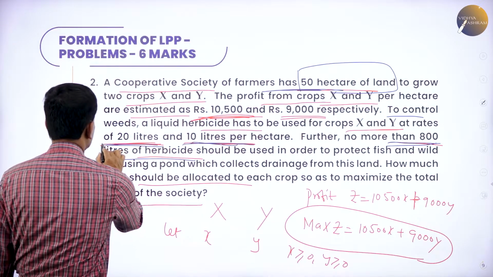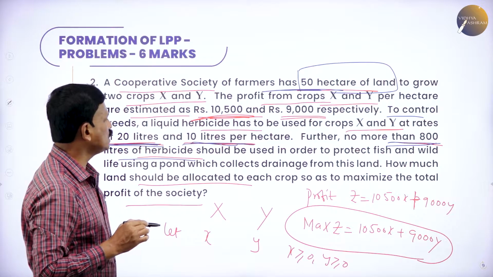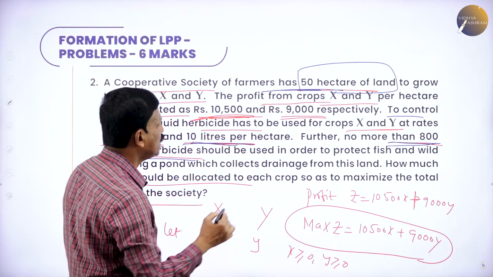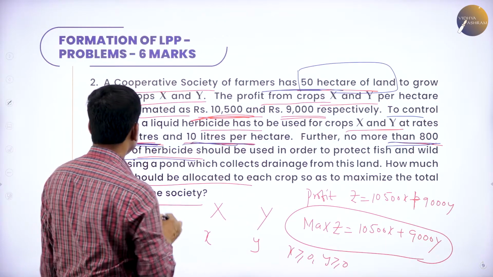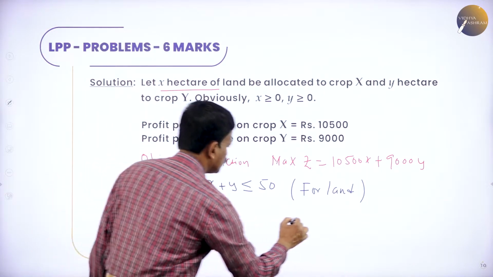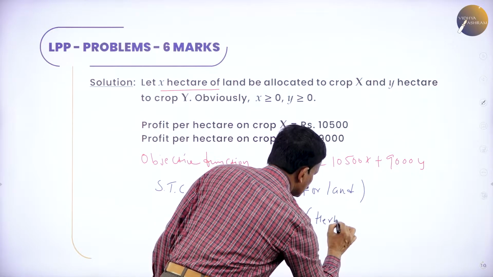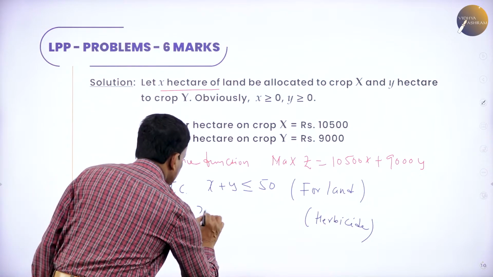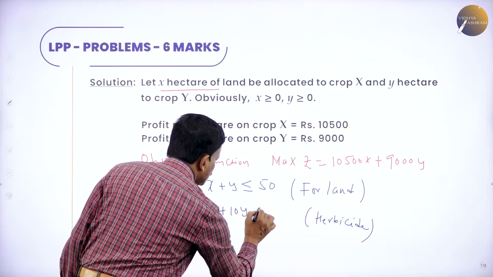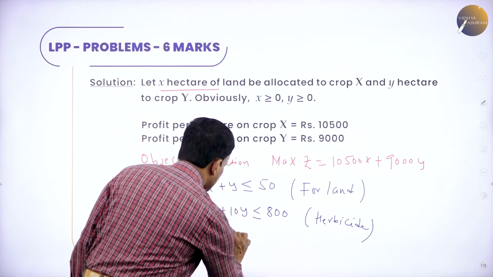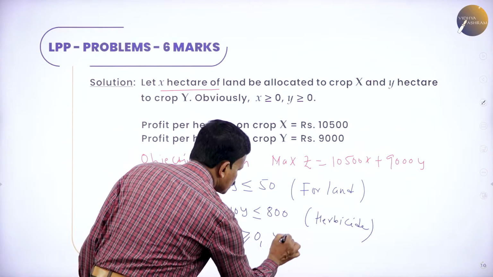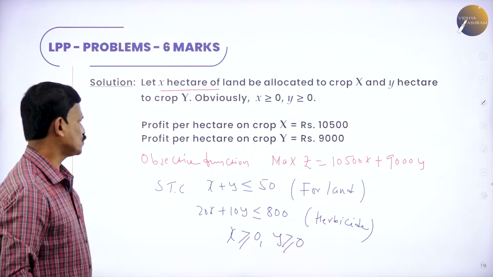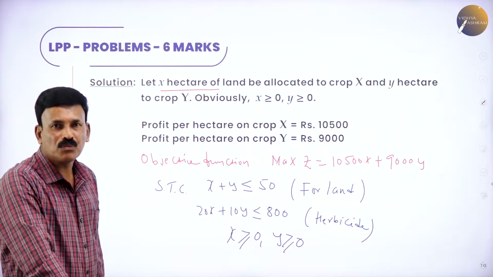What are the quantities we are using? 20 liters and 10 liters per hectare, and not more than 800. So the herbicide constraint is 20x plus 10y is less than or equal to 800, and the non-negative restrictions are x is greater than or equal to 0 and y is greater than or equal to 0. This is the required LPP model.